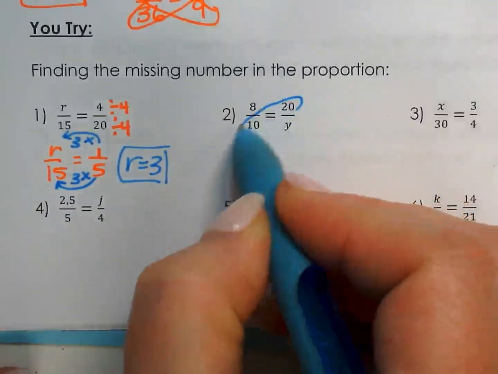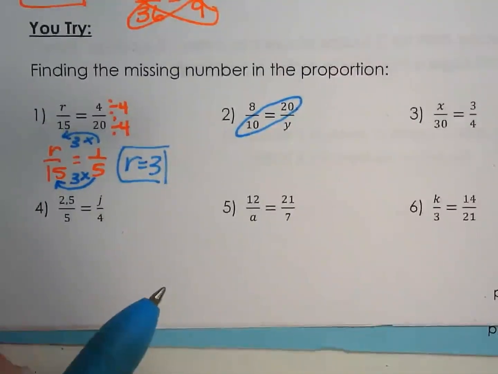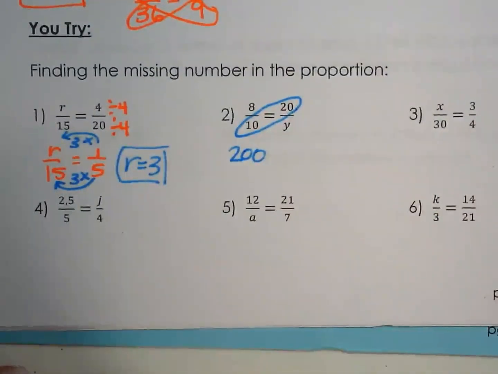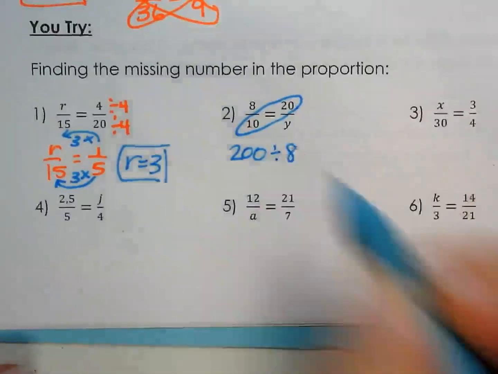I told you the two numbers you know you're going to multiply. What is 10 times 20? 200. And what's the extra number that we need to divide by? 8. That's the number we didn't use yet. So we would divide by 8.